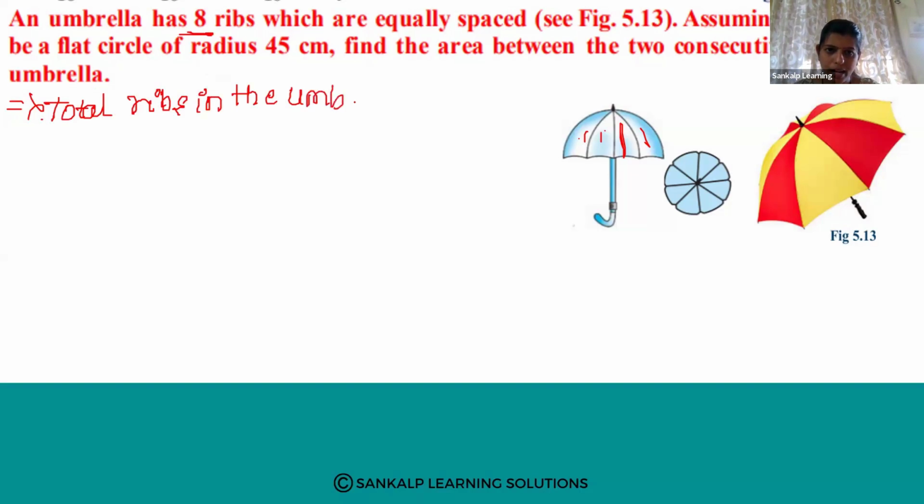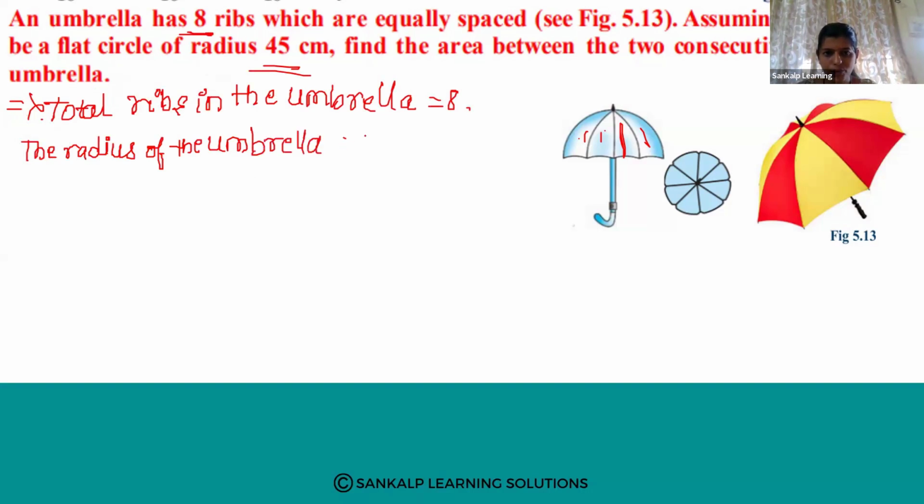Total ribs in the umbrella is 8. Right. The radius of the umbrella they have given, that is the radius of the umbrella, that is 45 centimeter. Radius of the umbrella is 45 centimeter.